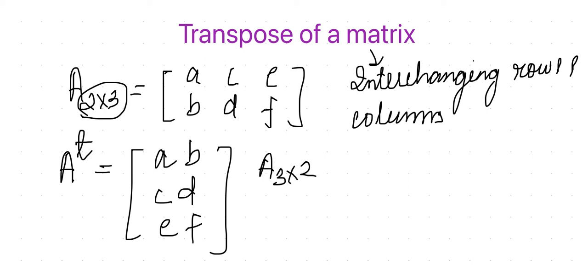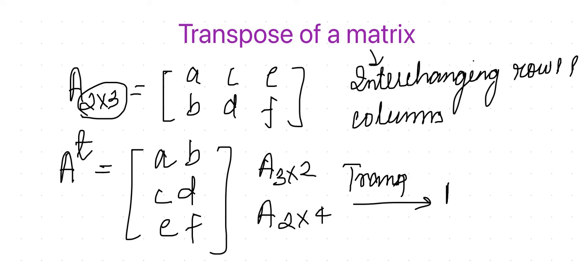So suppose I have a matrix of order 2 into 4. Upon transpose, what does it become? First of all, it is denoted by T, and the order becomes 4 into 2.